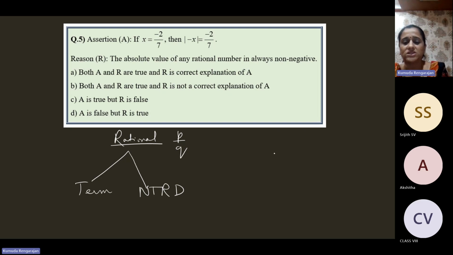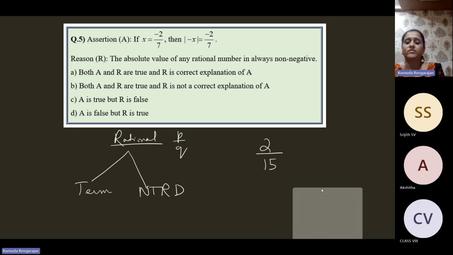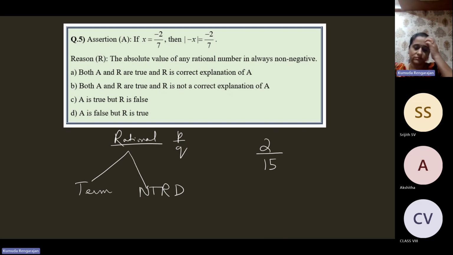Now consider this rational number 2 by 15. Is 2 by 15 in the simplest form, children? Can you simplify 2 by 15, or is it in the simplest form? It's in the simplest form, ma'am. Yes, it is already in the simplest form. Now look at the denominator, 15. What is 15? 3 into 5, correct?